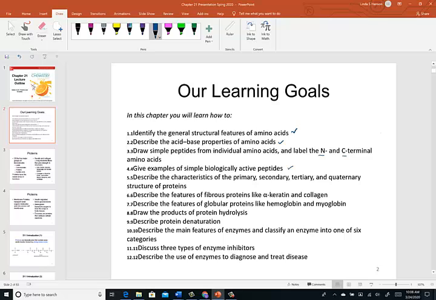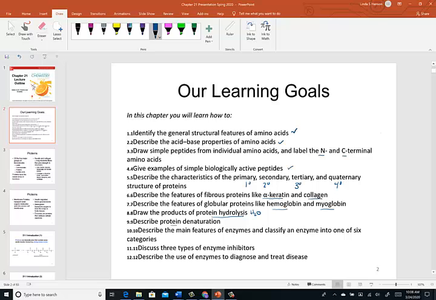We'll discuss the characteristics of a primary, secondary, tertiary, or a quaternary structure of proteins. You'll describe the features of a fibrous protein, like an alpha keratin and a collagen molecule. You'll be able to describe the features of globular proteins, such as hemoglobin and myoglobin. You'll draw the products of a protein hydrolysis, adding water.